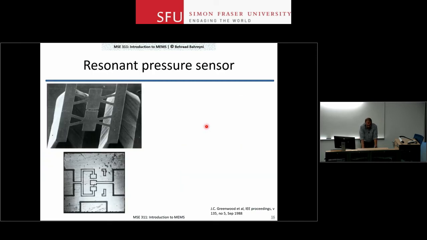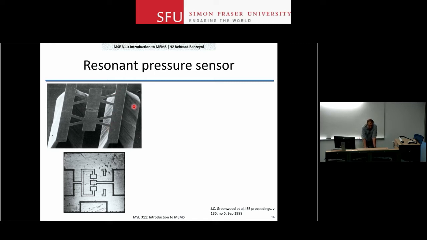Another type of pressure sensor, this was actually one of the early examples of a successful MEMS product, are resonant pressure sensors. And I show you two examples. This is from the early 80s. Early 80s it was designed. By the late 80s it was a product that they were selling.